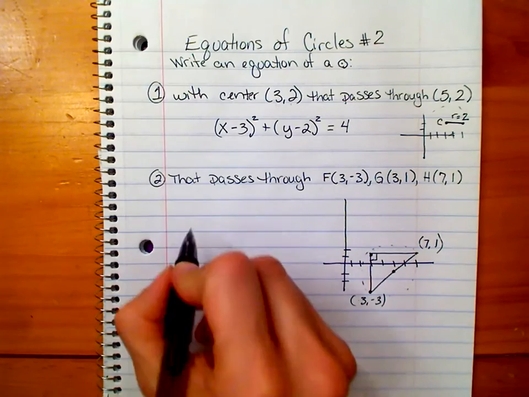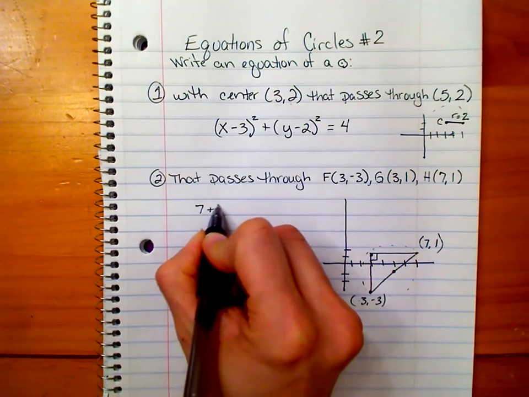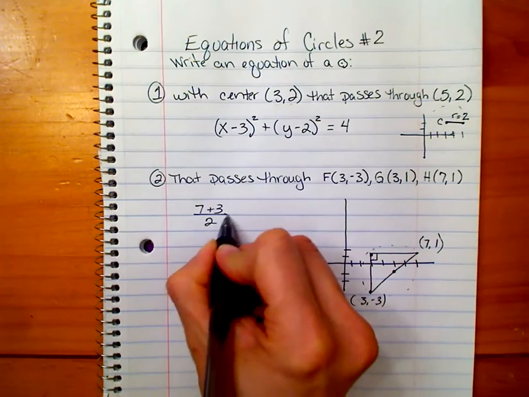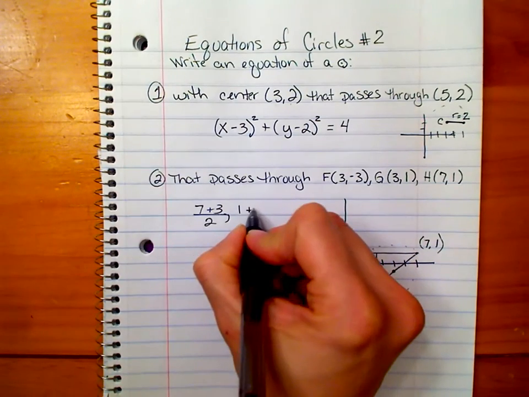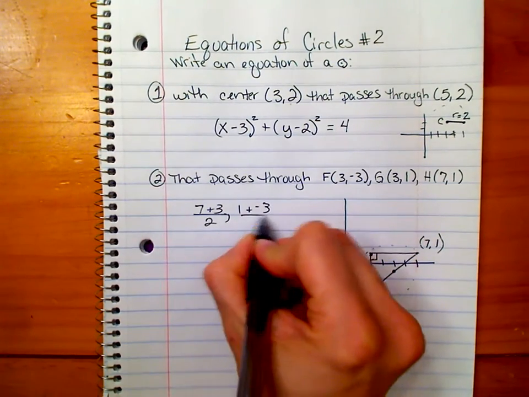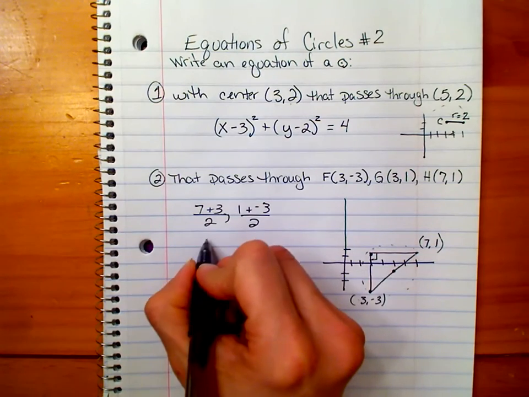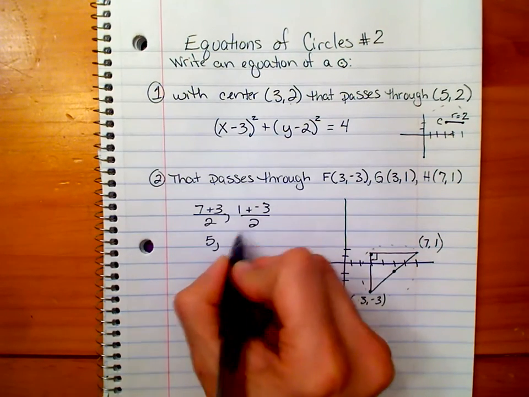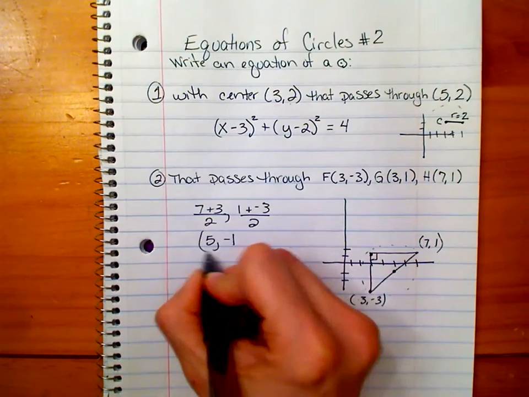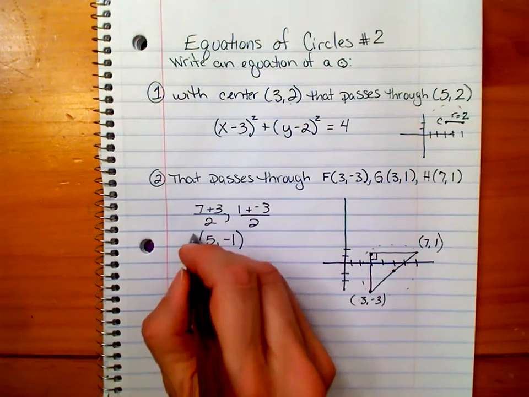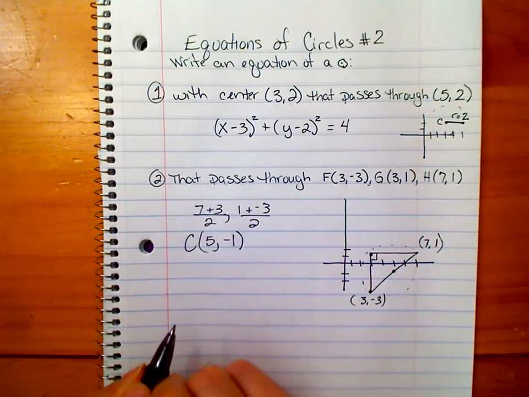So the midpoint formula says (7 plus 3) divided by 2 and (1 plus negative 3) divided by 2. 7 plus 3 is 10, divided by 2 is 5. That's negative 2 divided by 2, which is negative 1. So (5, negative 1) is the center of our circle because we used the midpoint formula.